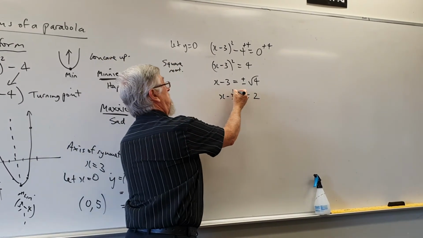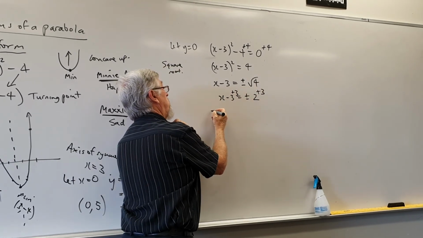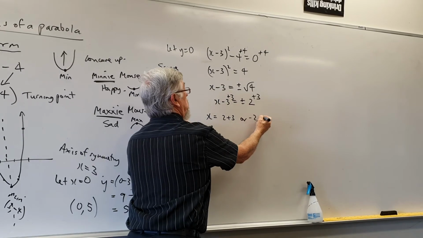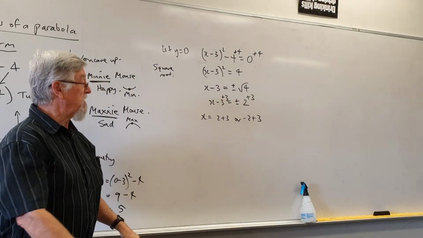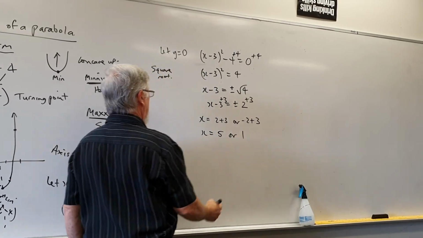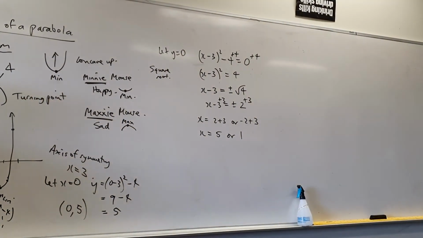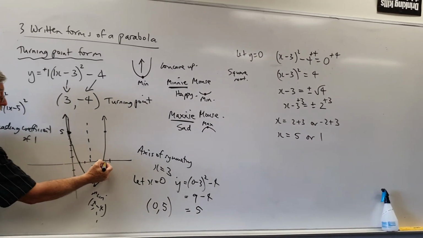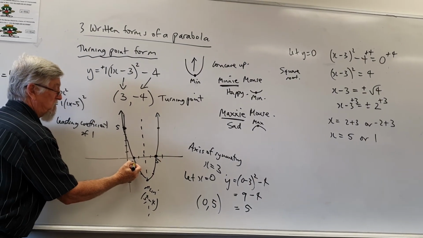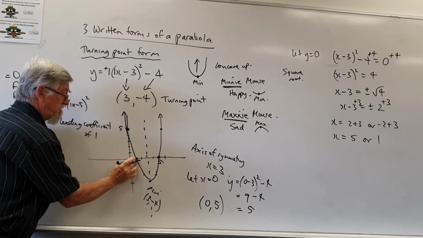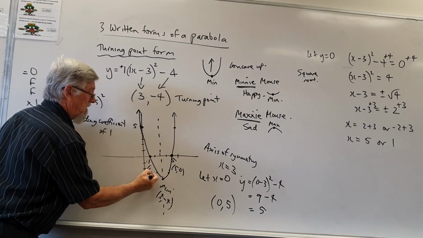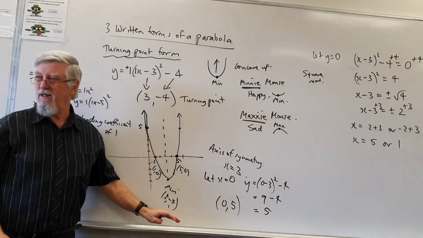So if I add 3 to this side, I add 3 to that side, and my two answers are 2 plus 3 or minus 2 plus 3. So what have I got this time? x equals 5 or x equals 1. So I go back to my graph here. Even with a rough diagram freehand on the board, there's the x equals 5. There's x equals 1. I write them as coordinates, (5, 0), and this one will be (1, 0). And there's all your details for the parabola. Thanks.